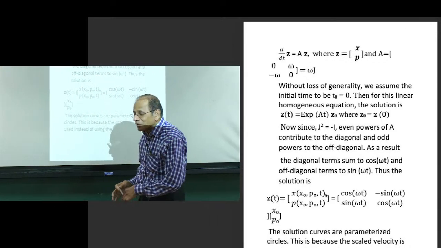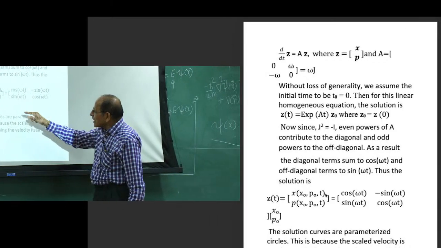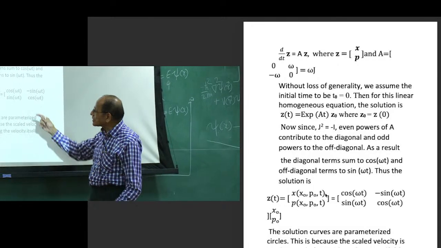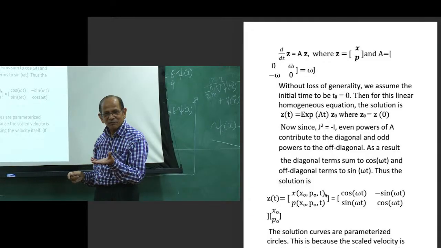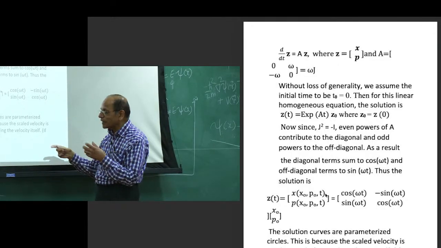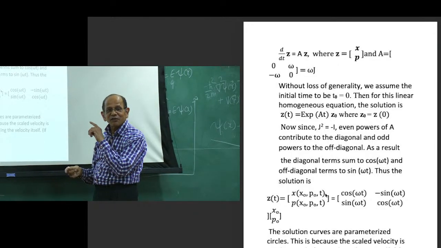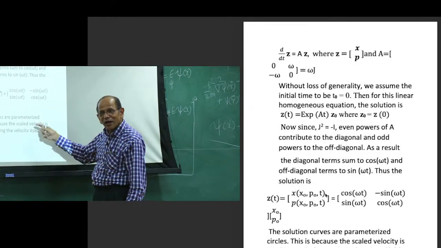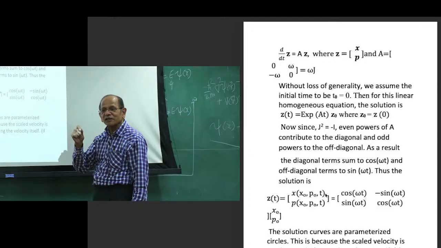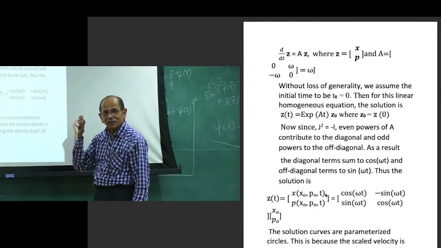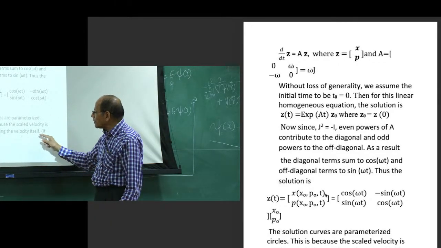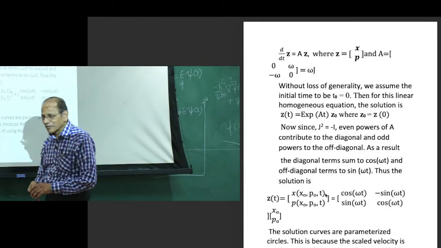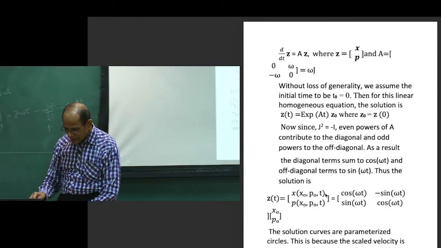Now, you will easily realize that the solution curves are parameterized circles. Cosines and sines give you circles. Now, why did I get circles? Because I have chosen scaled variables. If I did not choose scaled velocity, if I had kept the original form, if I had written p equal to m x dot and not scaled it with omega, I would have got ellipses instead of circles. That is the only difference. So, this is the second example.